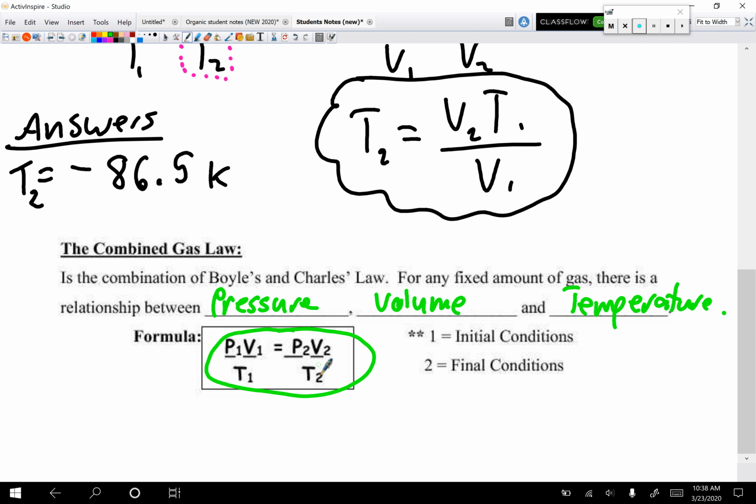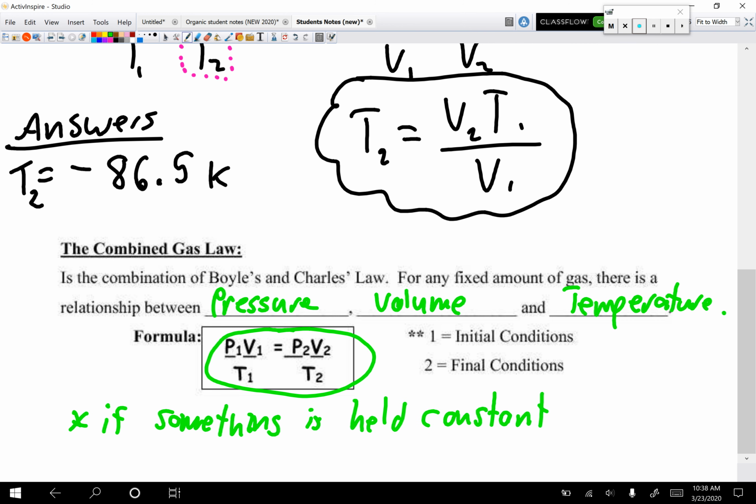Now when you are reading these questions, if something is held constant, omit it from the equation. The reason for that is if P1 and P2 are the exact same, they're just going to cancel out. So if you're reading a question that says temperature is held constant or pressure is held constant, just omit it from our combined gas law.